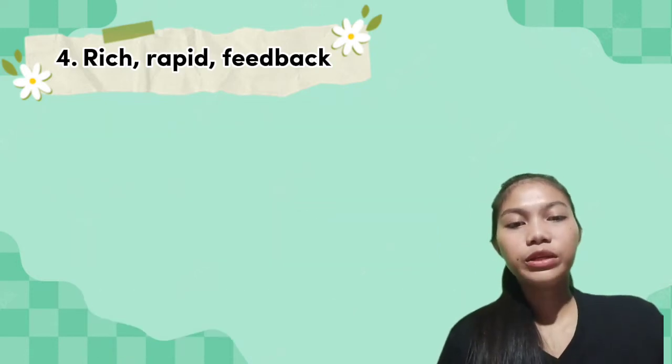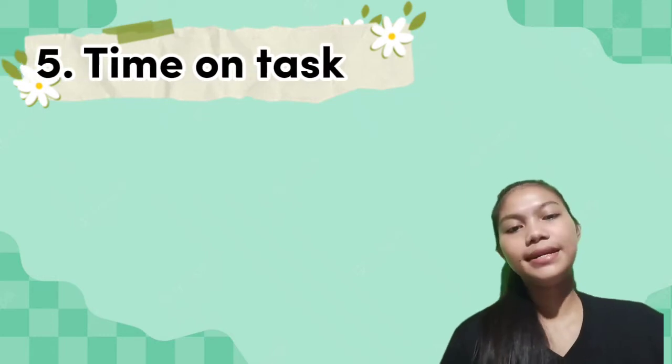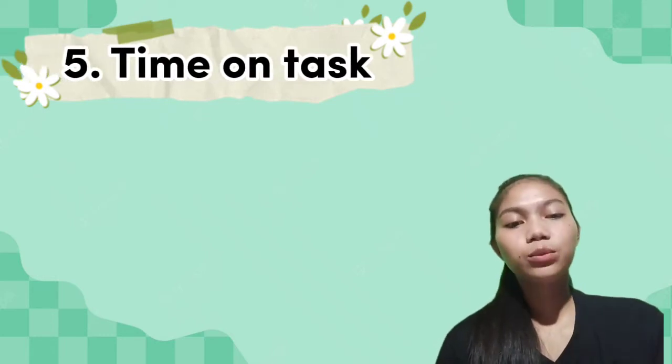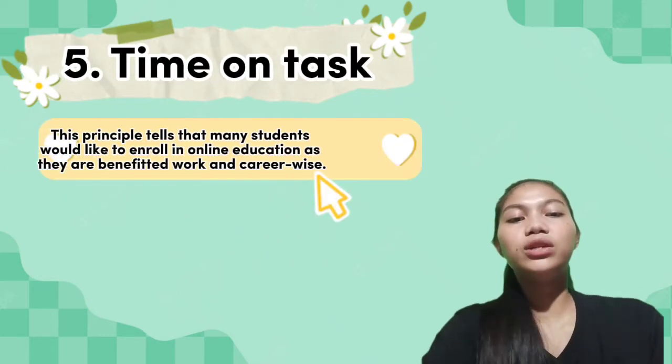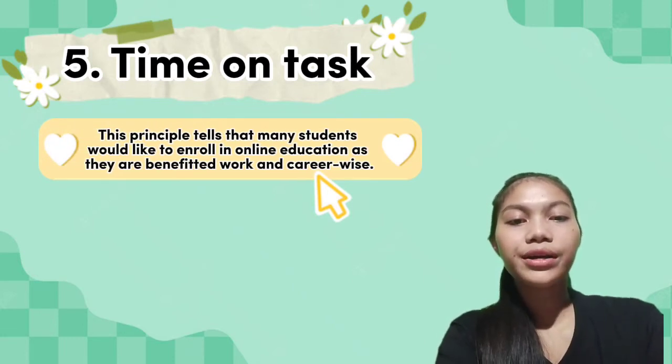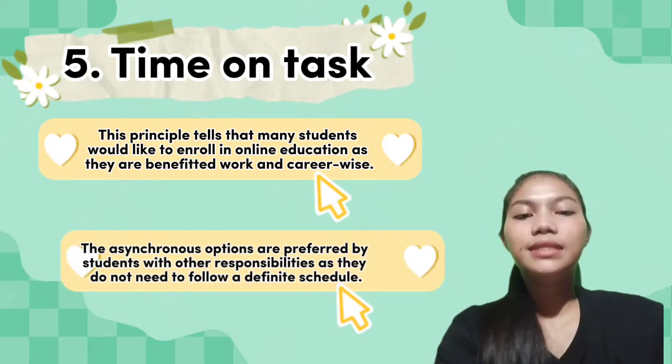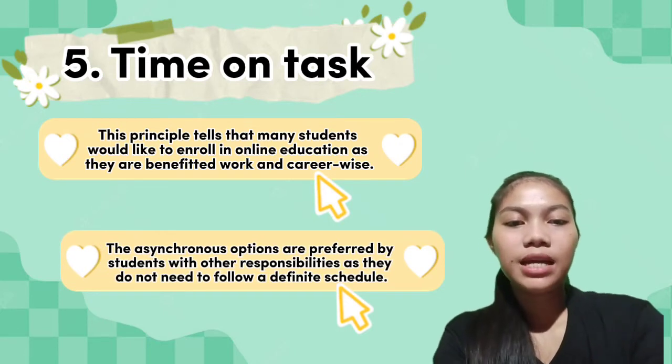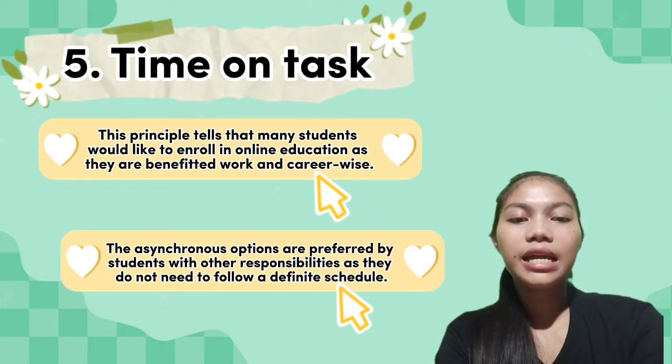So number 5 principle is time on task. It tells that many students would like to enroll in online education as they are benefited work or career-wise. Many students succeed on this learning environment. So the existing options are prepared by students with other responsibility as they do not need to follow definite schedule.